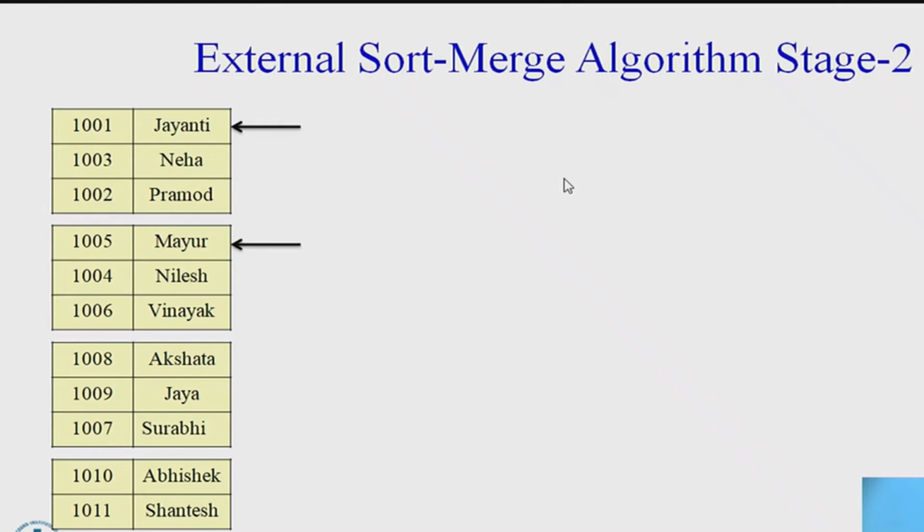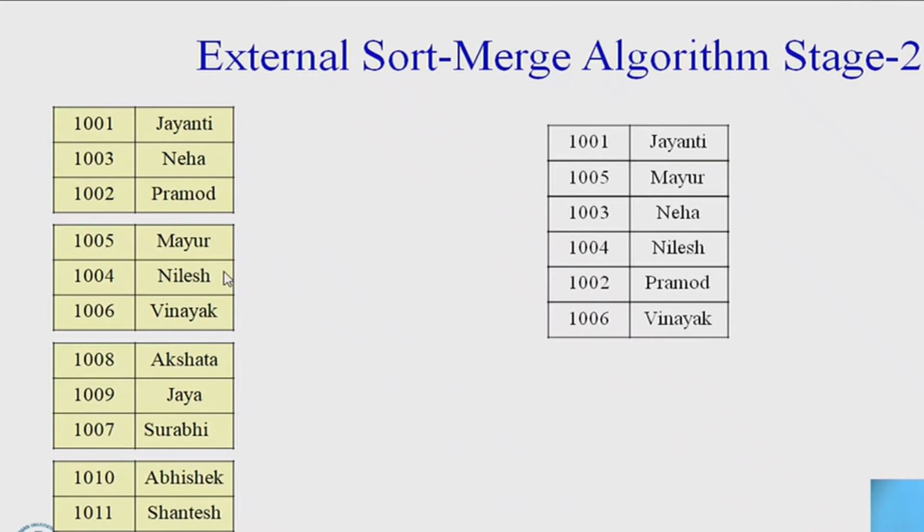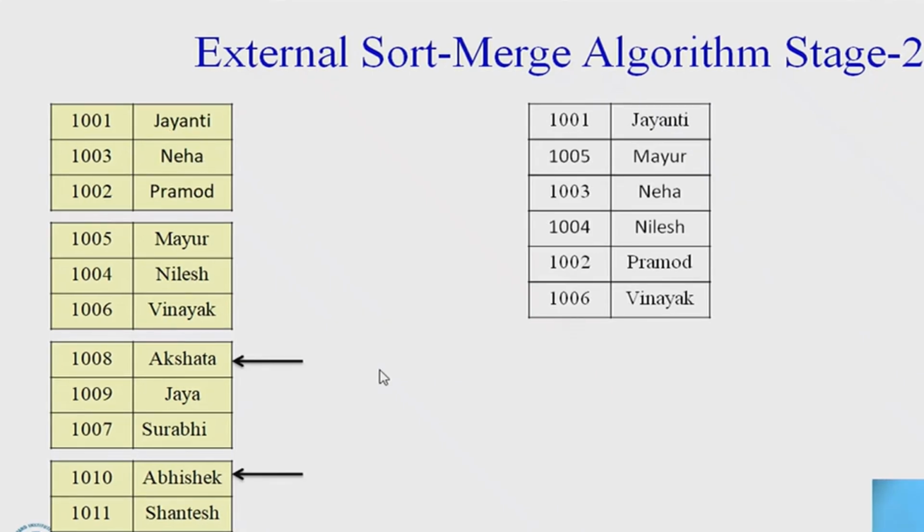Here the first 2 will be taken. We are assuming this is 1 input buffer, and finally 1 buffer is available for output. These will be compared and the result will be written to the output buffer. Once this is complete, it is written back to the disk. So next will be taken.